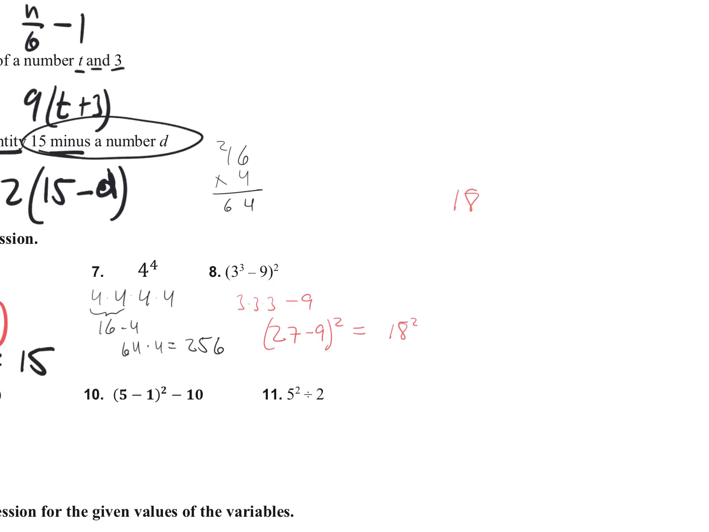Again, you can do this off to the side. 18 times 18 should get you 64, and then 8 times 1, 8 plus 6 is 14. Drop the 0, and then we add 18. So this should get you 324. So this is 324.